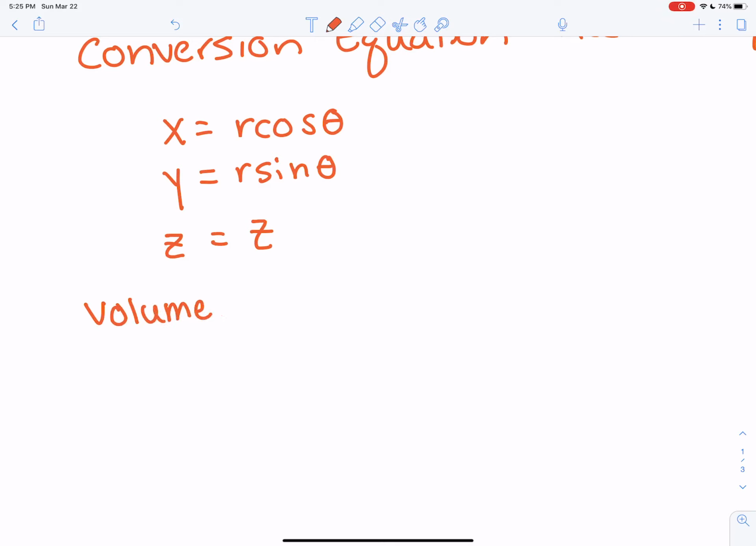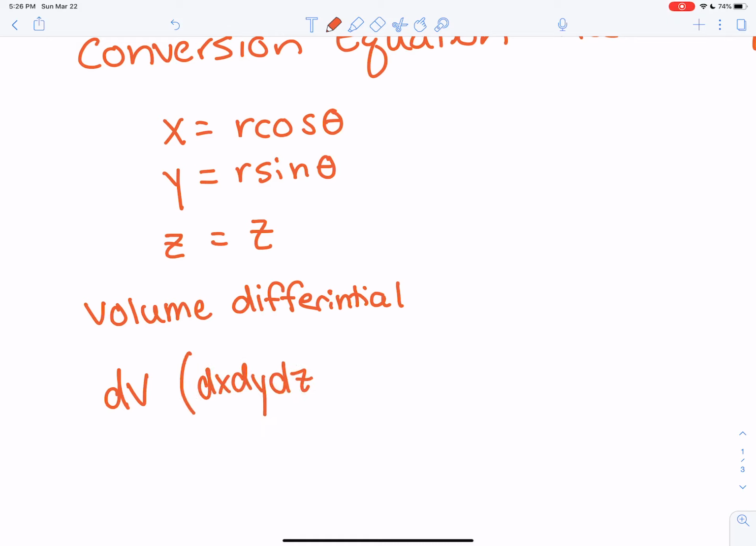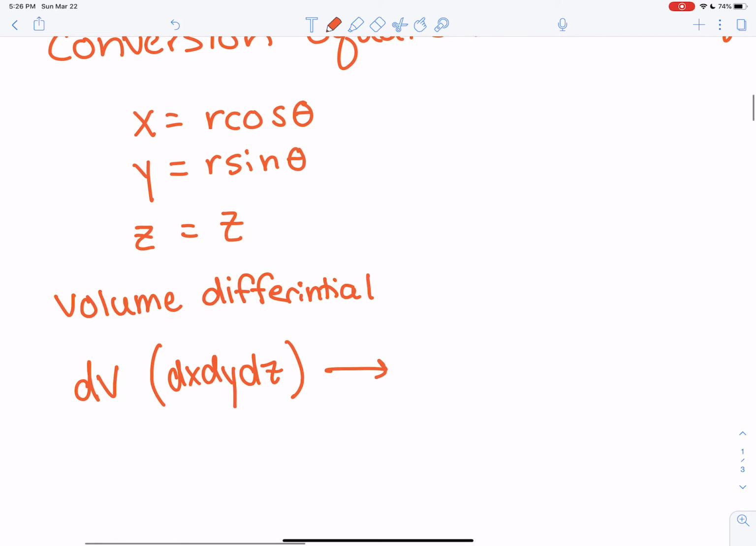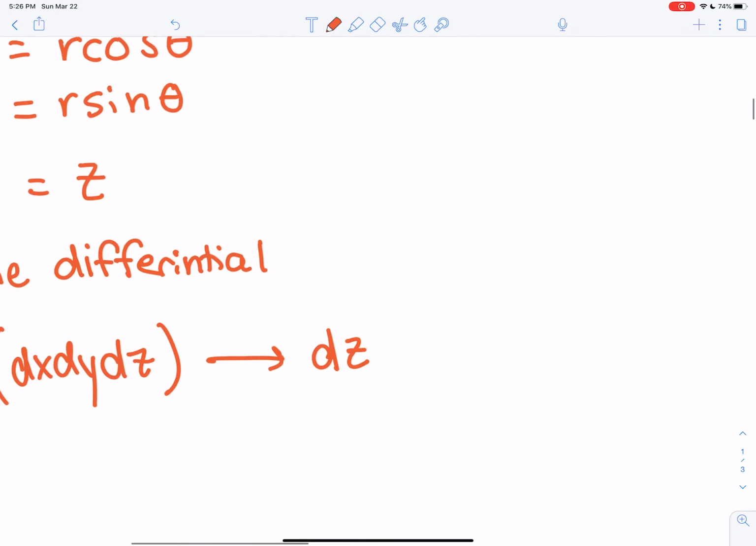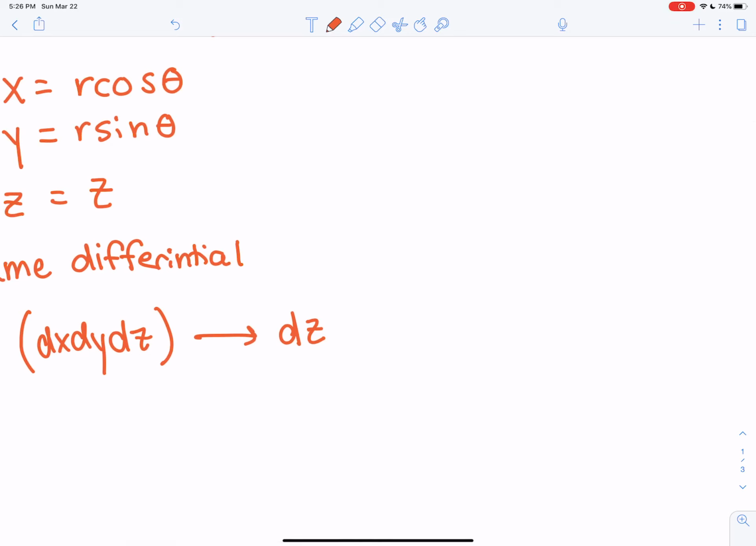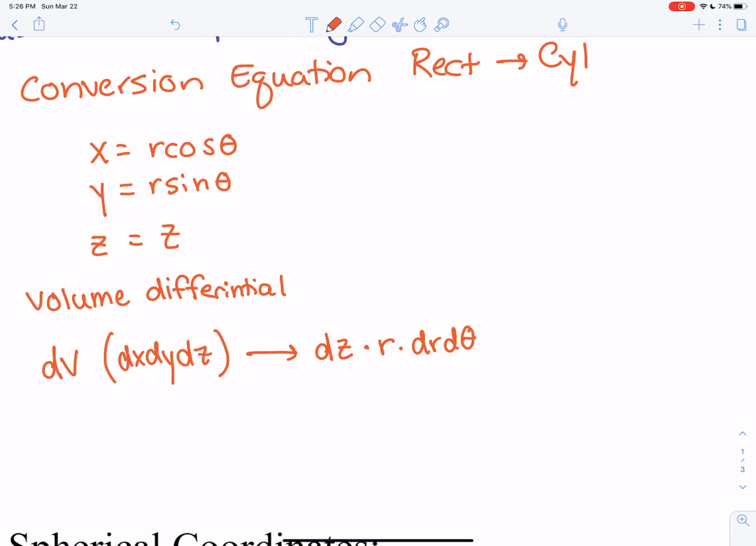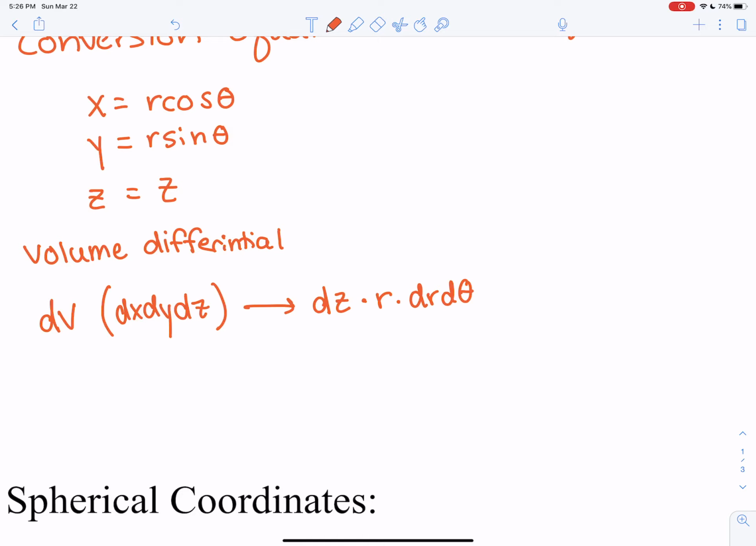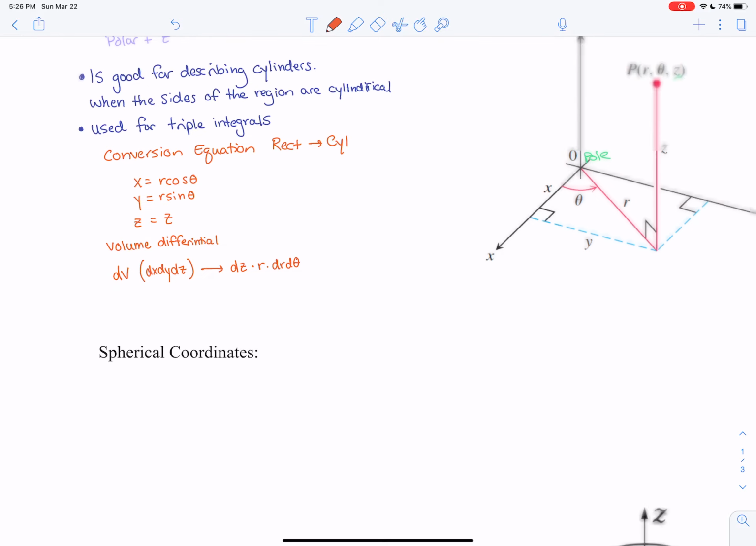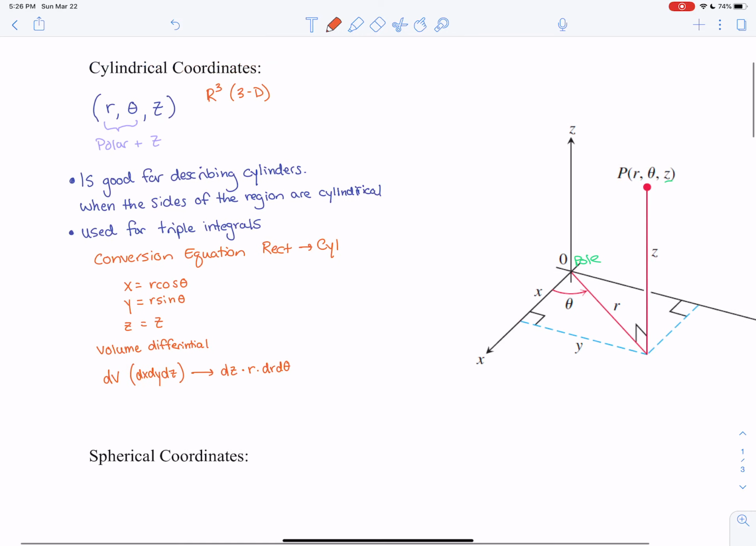And now let's get what the volume differential becomes. So your dV, the volume differential, which is usually like dx dy dz, right? You can probably guess what this becomes. We'll first do dz. So dz is just the same because z is z. And now, remember, your next two components are just the polar coordinate system. So you're just going to do the polar differential now, which is r dr d theta. So dV in cylindrical becomes dz times r times dr d theta. Pretty straightforward. So that's the cylindrical coordinate system.